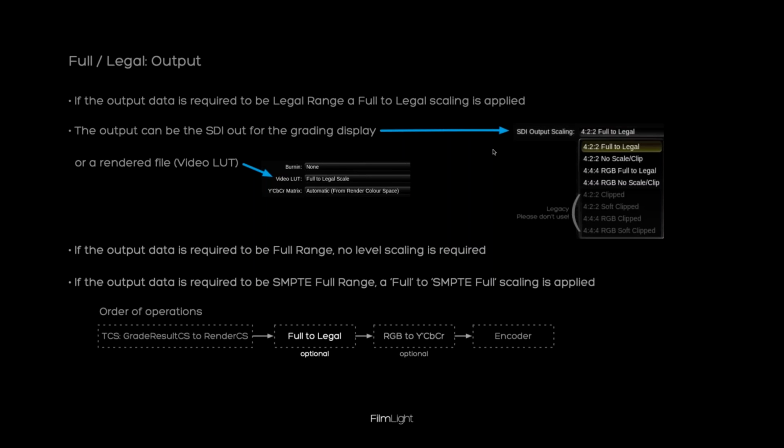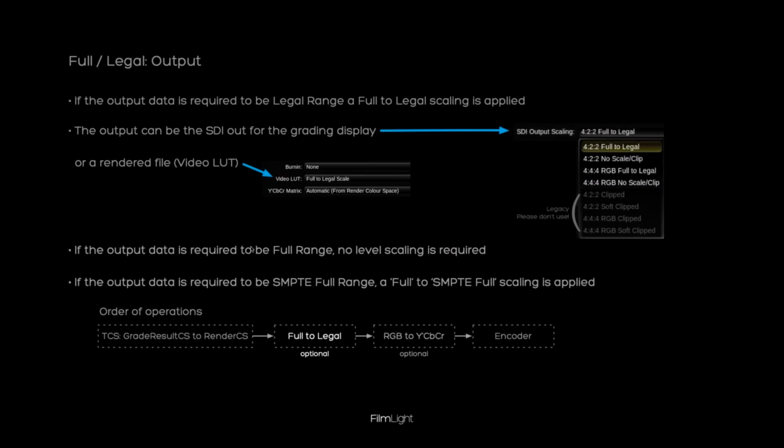And for the SDI output, so for the grading display, you have these options here, full to legal scale and no scale, no clip as the second option. The other ones are just 444 and 422. And as mentioned before, here below you have the legacy modes, which you shouldn't use anymore. And for the rendering, on the render page, you have the video LUT option, and that is the full legal scaling option for the renders. And they're adjusted also accordingly with either a full to legal scale or with a no scale.